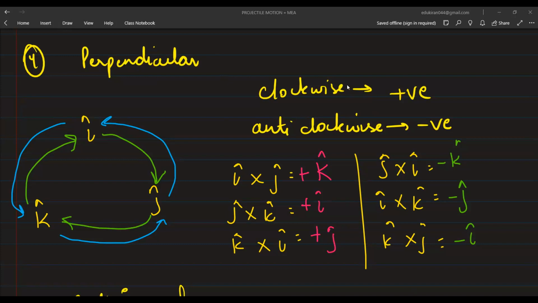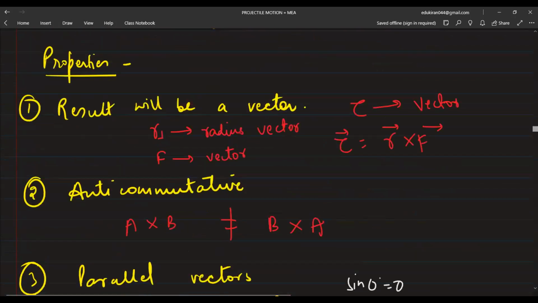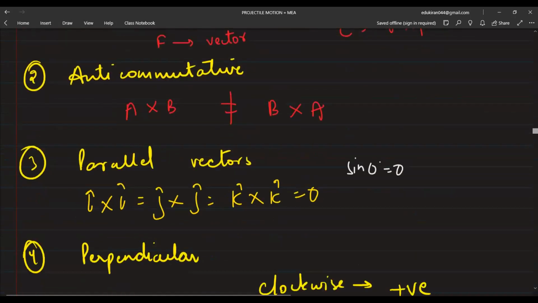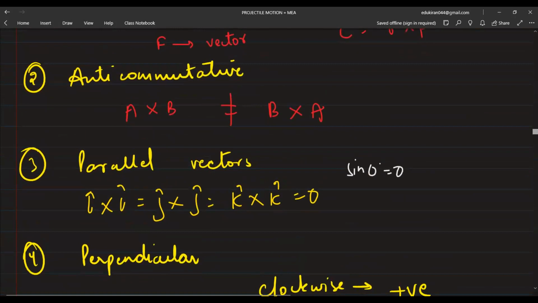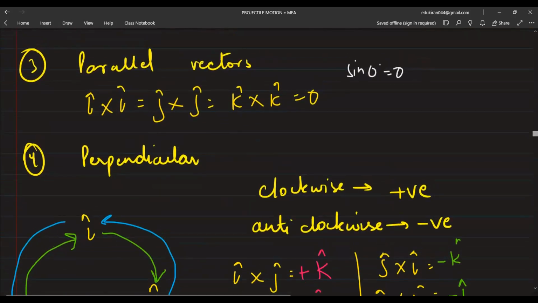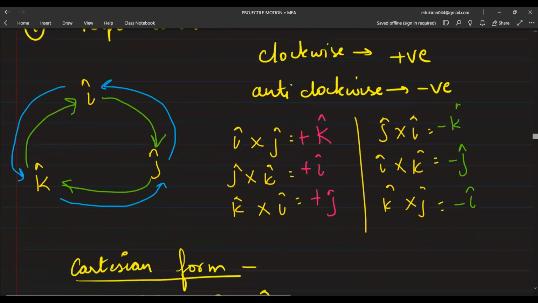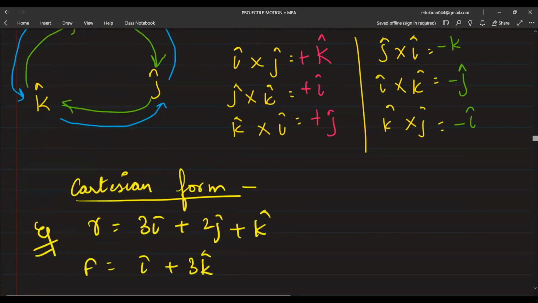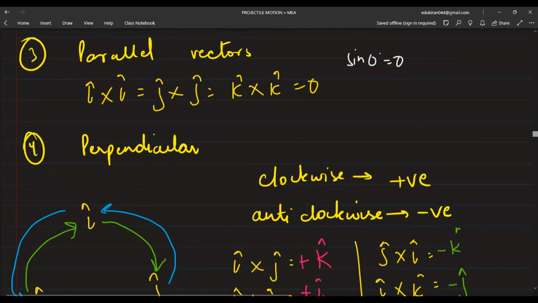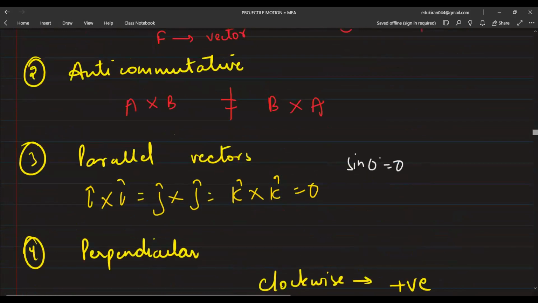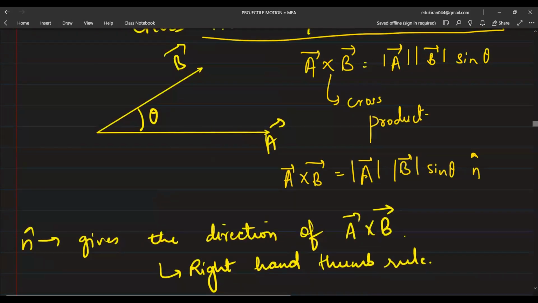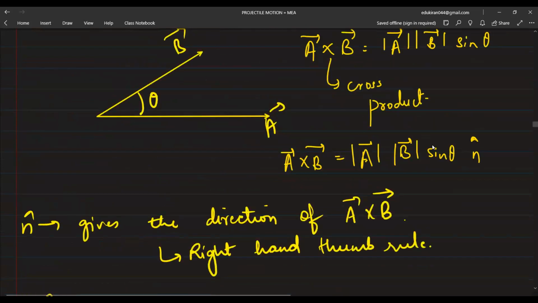All right. So in the last class, we had stopped at this point. All these properties we had discussed: the result will be a vector, it follows the anti-commutative law, and parallel vectors give 0 while perpendicular ones are the maximum. Specifically, we have seen the rules. In the polar form, we write magnitude of A, magnitude of B, and sine theta.